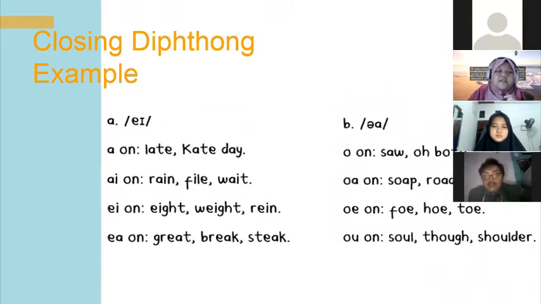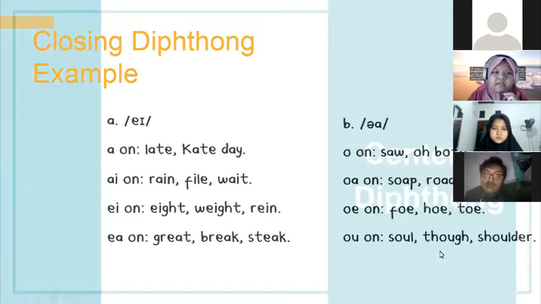Next, after I tell you about the material on closing diphthong, I will tell you about examples of closing diphthong. The first is EI. Examples of EI are late and Kate, day. Second is rain, file, and white. Third is eight, wait, and rain. And the last is great, break, and stick.